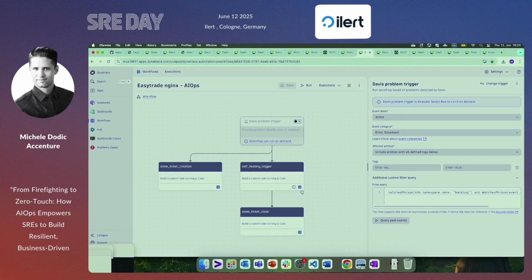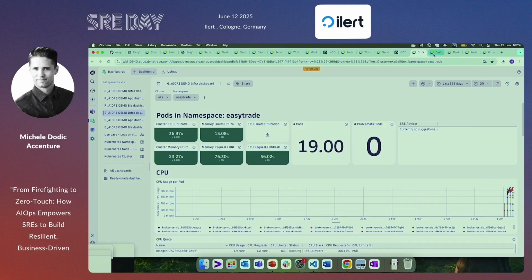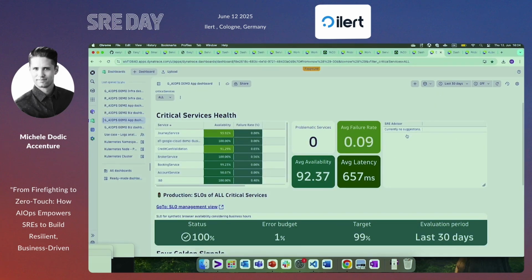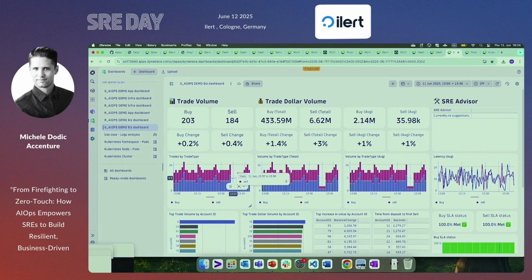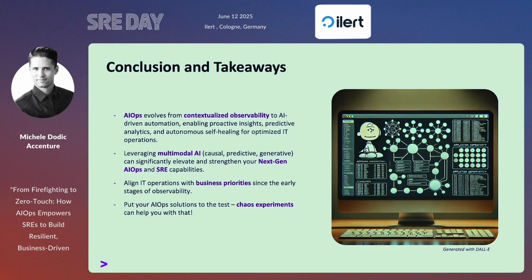Once the SLOs are restored, we can close the incident in ServiceNow. And once I go back to my dashboards, I see that everything is green. The SRE advisor has no updates for me, and the problem has been solved, right? Yes, we had this outage here, 5 minutes, where people couldn't log in, but afterwards, even the business KPIs have been normalized and brought to a healthy state. Good. I suggest that we wrap things up.